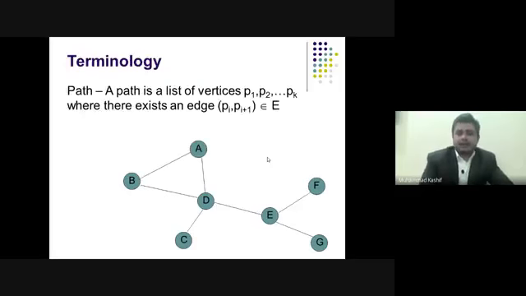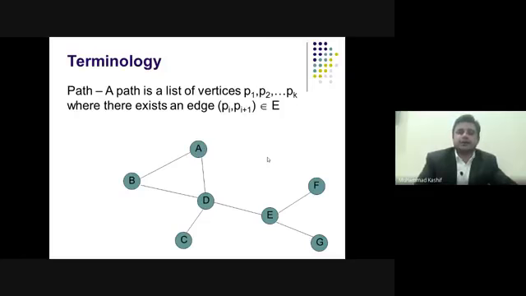A path is basically a list of vertices that exist on an edge. For example, there is a path. If we want to reach from A to G, then there are multiple vertices that are related or linked in this path. So path is basically just a simple terminology that represents the number of vertices that are included in a particular path.